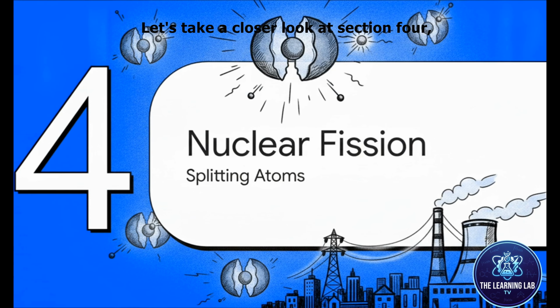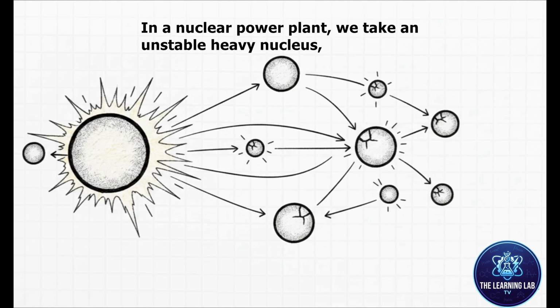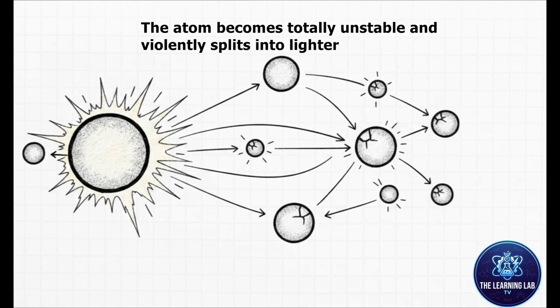Let's take a closer look at section 4, splitting atoms, nuclear fission. Fission is the exact process humanity has harnessed to power our cities. In a nuclear power plant, we take an unstable heavy nucleus, like uranium-235, and we literally bombard it with a neutron. The atom becomes totally unstable and violently splits into lighter nuclei.